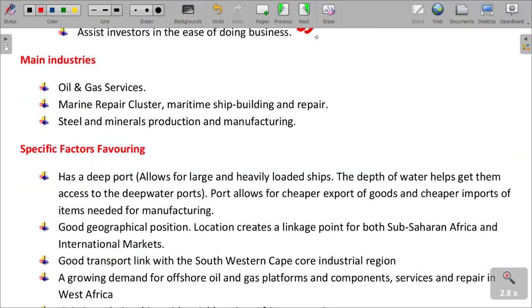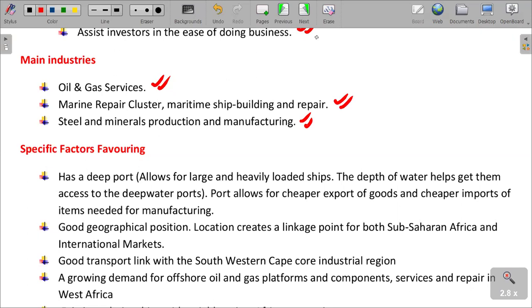So what are the main business functions in Saldanha Bay? We talk about oil and gas services, the marine repair cluster, and maritime shipbuilding and repair, as in the boats and so forth that can be repaired there. Steel and mineral production and manufacturing are also taking place. What are the main industries that are there? These are the three main typical ones.